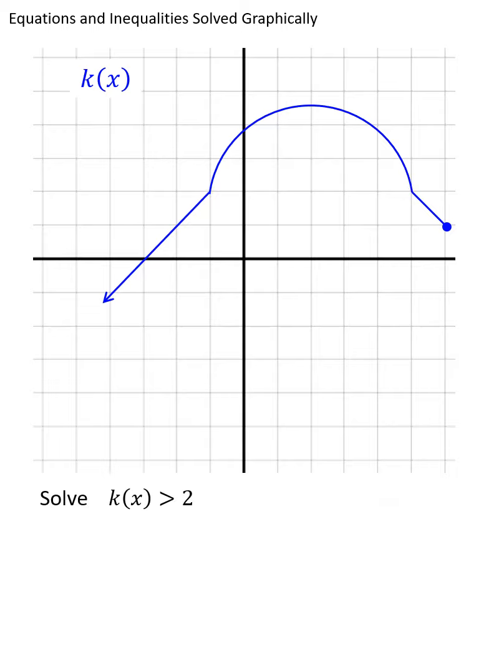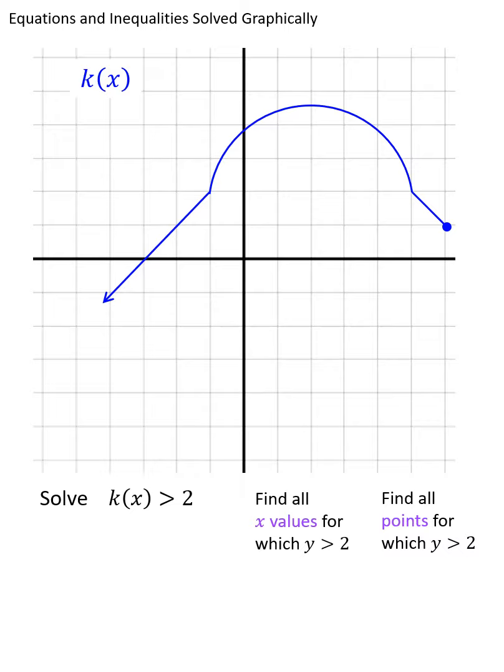Suppose we wanted to solve k of x is greater than 2. Again, I'm solving for x, that means I want x values that make this a true statement. But k of x for a particular x value is the y coordinate associated with that x value. And therefore I want to find all x values for which the y coordinate of this function is greater than 2. But to find all the x values, I should first find all the points that have y coordinates greater than 2. And we can find this visually by looking at the area in red here.